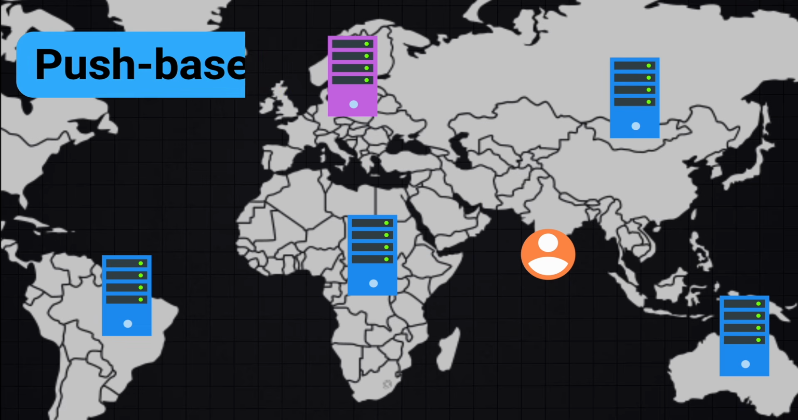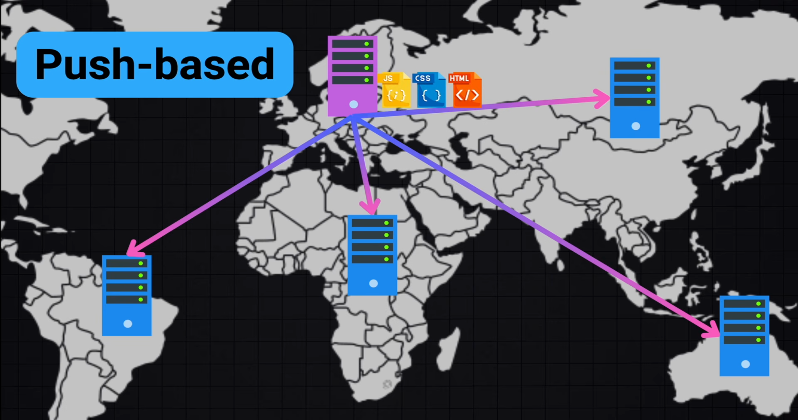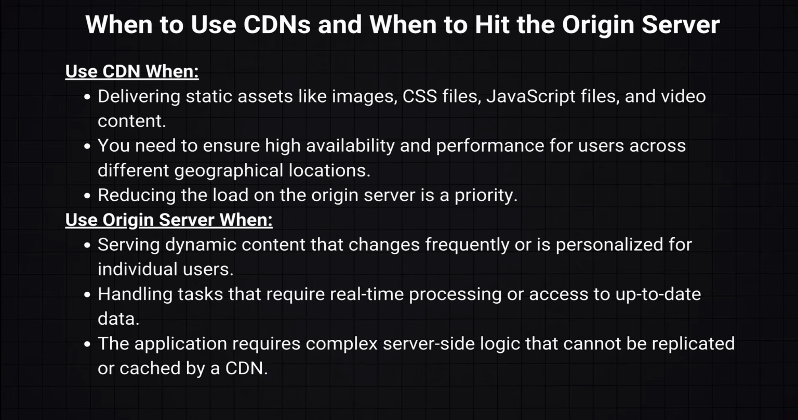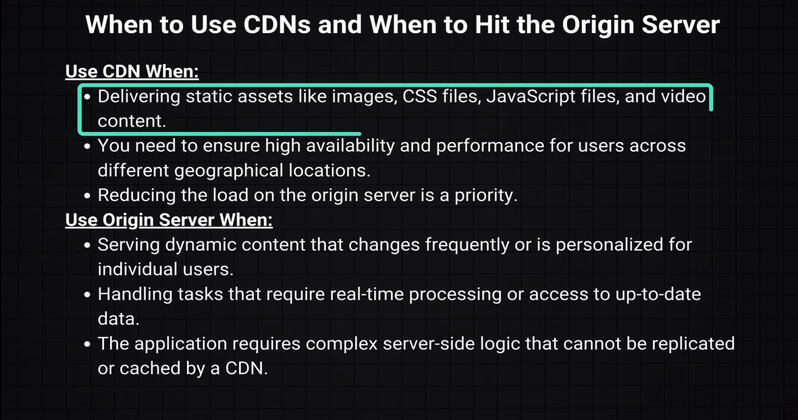Another type is push-based CDNs. This is where you upload the content to the origin server and then it distributes these files to the CDNs. This is useful when you have large files that are infrequently updated but need to be quickly distributed when updated. It requires more active management of what content is stored on the CDNs. We again use the cache control header to tell the browser for how long it should cache the content from the CDN. CDNs are usually used for delivering static assets like images, CSS files, JavaScript bundles, or video content.